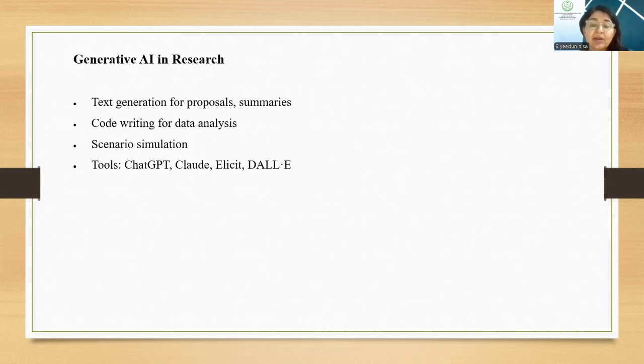Generative AI is becoming very popular now, and it is actually helping a lot in research. We have text generation for proposals or summaries. If we need a proposal or summary, we very easily get generated text for that. Code writing for data analysis. If we want to do simulation for a scenario, we can do it with the help of generative AI. And there are many tools like ChatGPT, Claude, Elicit, and DALL-E.